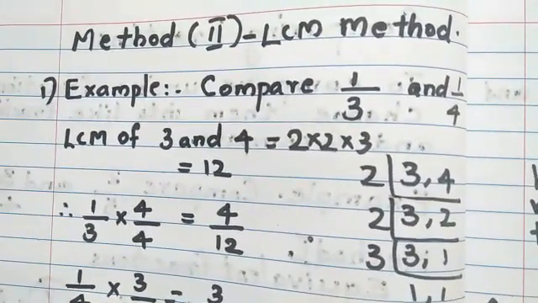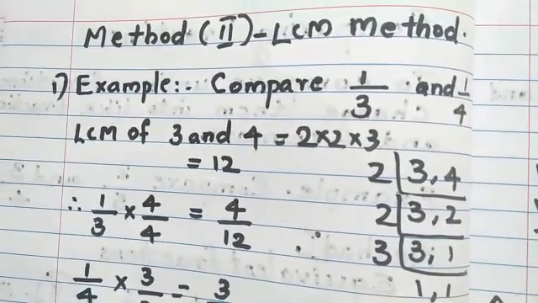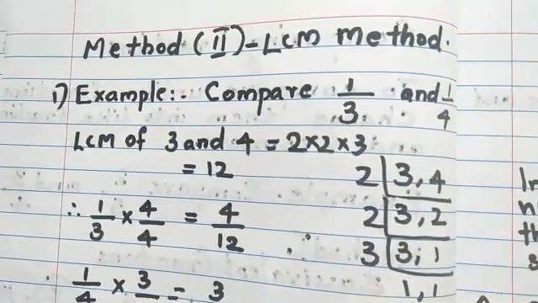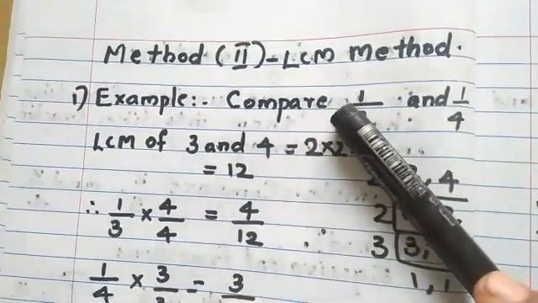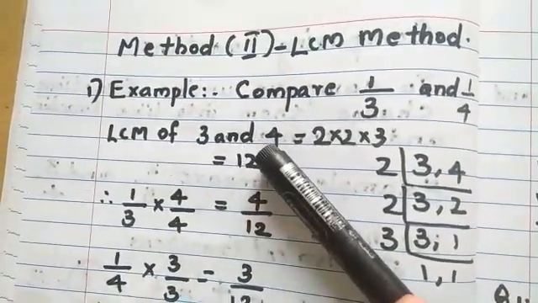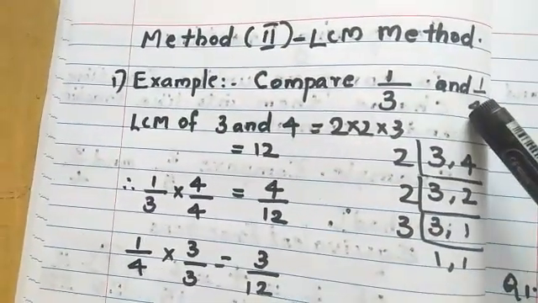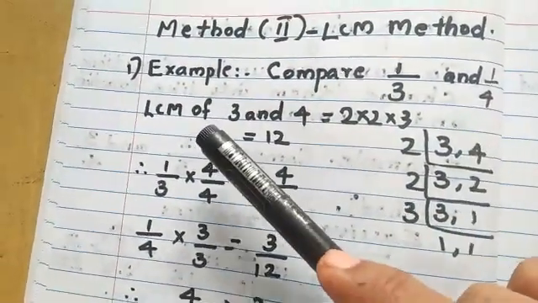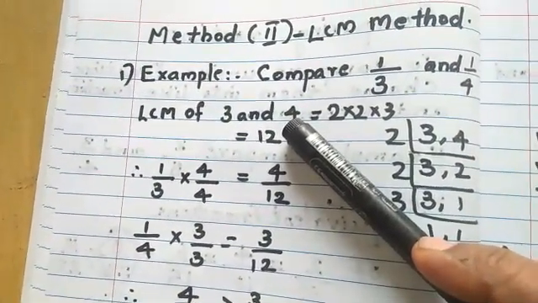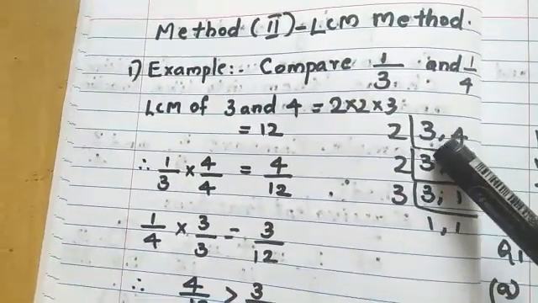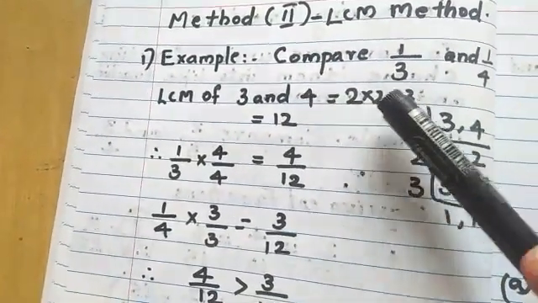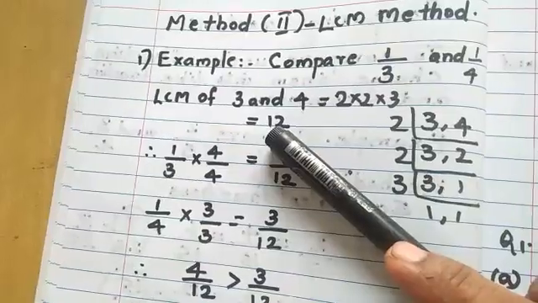Second method, by finding LCM. Another problem we can do. Compare 1 by 3 and 1 by 4. So, denominators are 3 and 4. We find the LCM of 3 and 4. What is the LCM? Do you remember the method to find LCM? 3 and 4 we will write like this, and then we will divide, and the products of the multiples we wrote here will be the LCM.